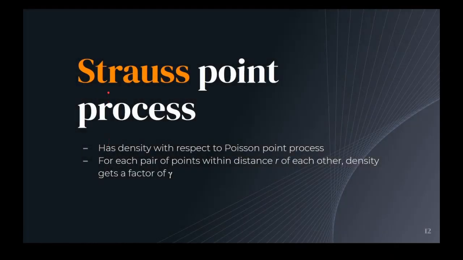A Strauss point process has a density where we're going to introduce a penalty factor. For each pair of points within distance r of each other, the density gets a factor of gamma, which is some constant in [0, 1].